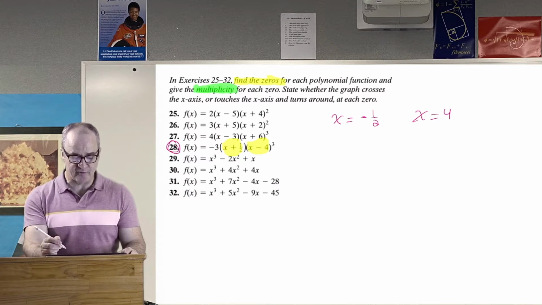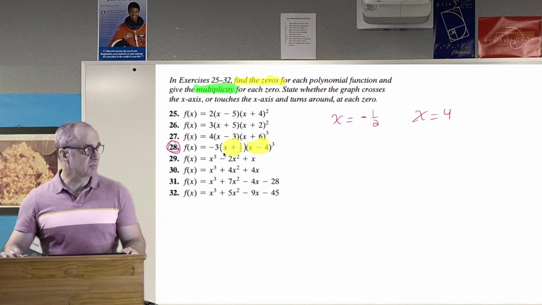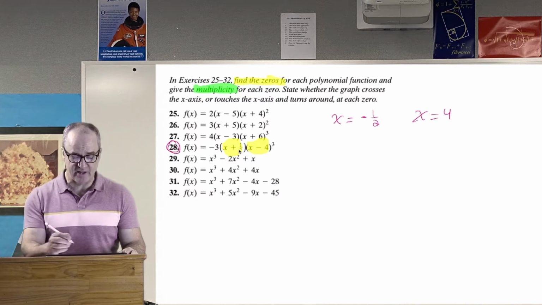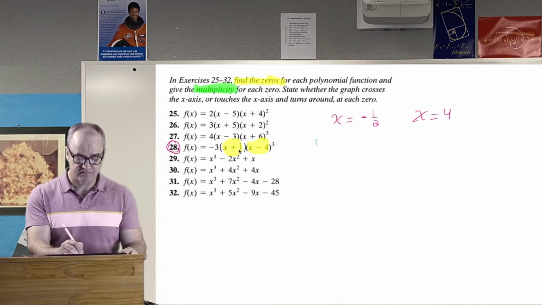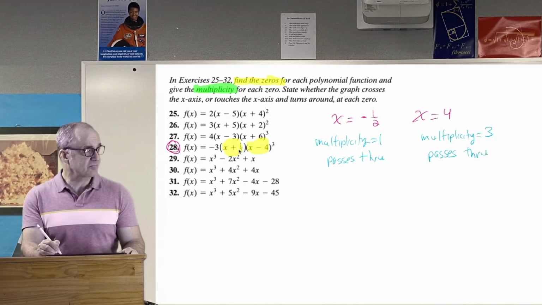Well, the multiplicity for the factor x plus 1/2, for the zero x equals negative 1/2, which we got from the factor x plus 1/2, is 1. The multiplicity is 1, so it passes through the x-axis. For x minus 4, the factor, x equals 4, the zero, the multiplicity equals 3. It's also odd, so it passes through.